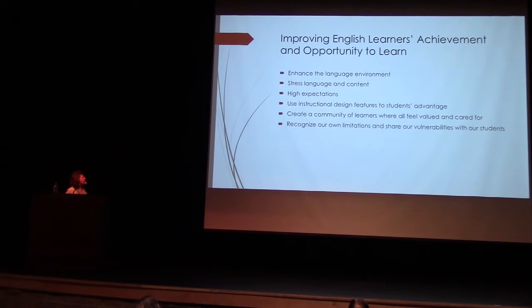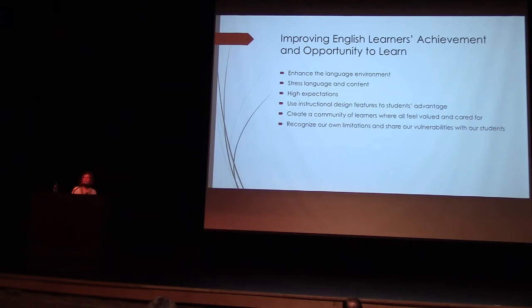So I want to end by saying, here are the things that will improve children's achievement that we have learned through our work and provide a greater opportunity for them to learn. We've got to enhance our language environment, the actual environment that children are in. We have to stress language and content at the same time. We have to have very high expectations. In our work with children, we have tremendous expectations. These kindergarten kids are talking about oxygen and asteroids. We use instructional design features to enhance student learning, and we create a community of learners.